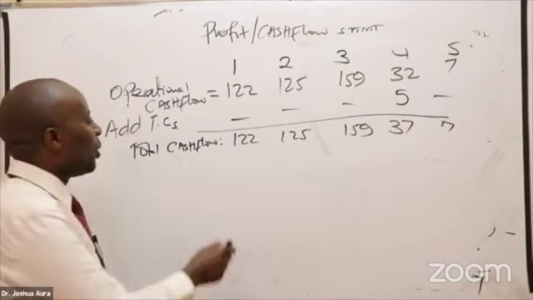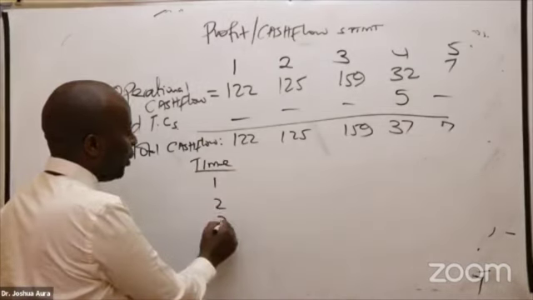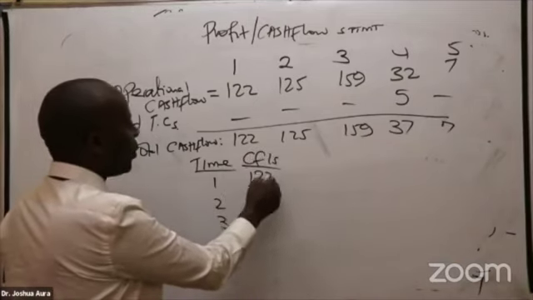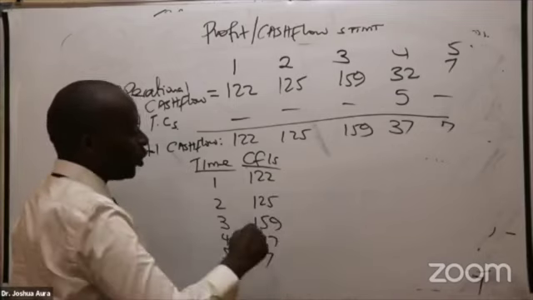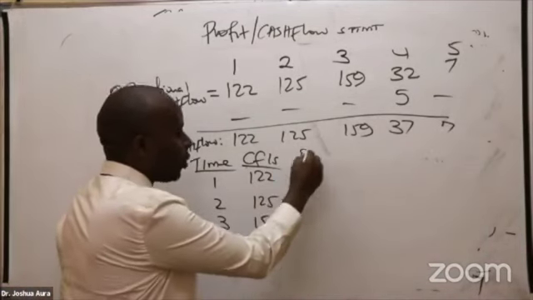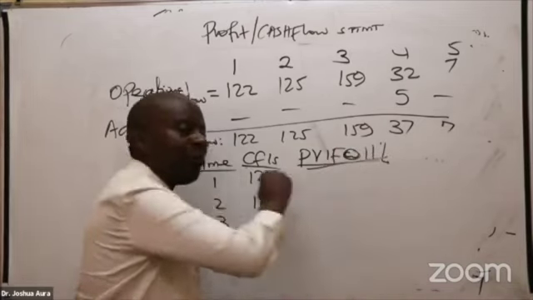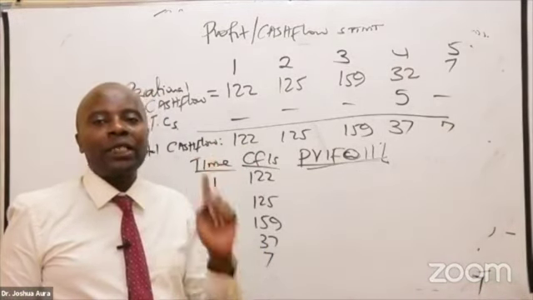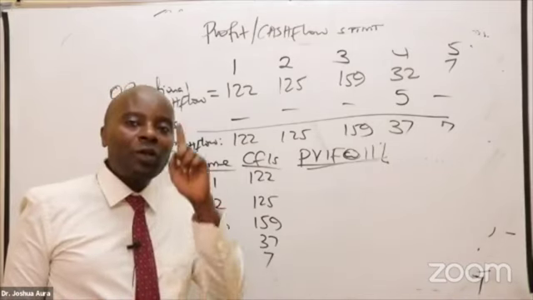So what I will do is rewrite this cash flow statement in this way. We have year 1, year 2, year 3, year 4, year 5. Our cash flows here: 122, 125, 159, 37, and then we have 7 there. Because these are fluctuating cash flows, you need to introduce what we call PVIF. PVIF at what cost of capital? Remember, we computed our cost of capital from the very beginning up there using Fisher's equation because of the general rate of inflation. It was 11%.